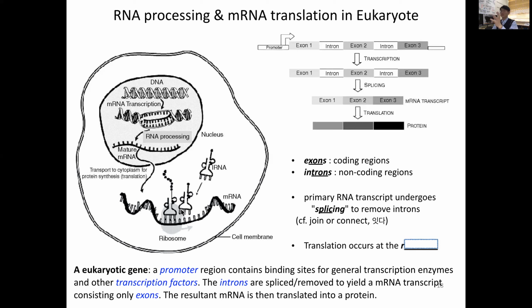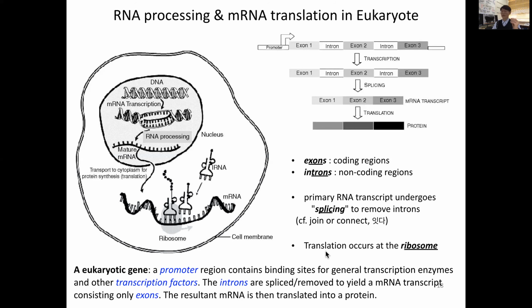In this nucleus containing a eukaryotic gene, there is a promoter region containing binding sites for general transcription enzymes and other transcription factors. The introns are spliced and removed to yield an mRNA transcript, which consists only of exons. And the resultant mRNA is then translated into a protein.